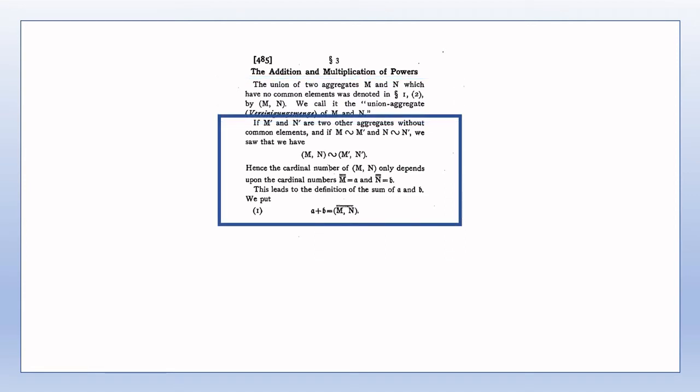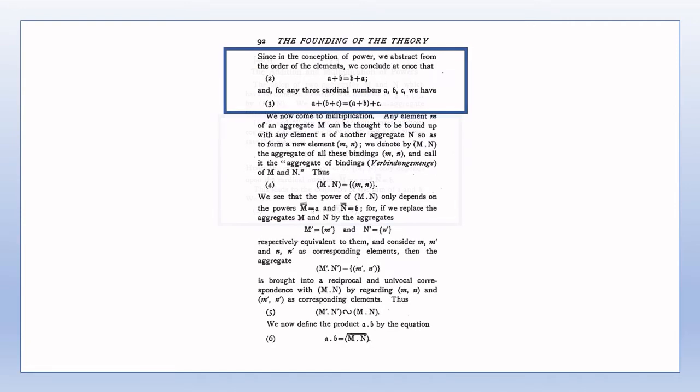We see that addition of two cardinal numbers is defined in terms of a union aggregate. There's not very much for me to say about the definition itself, which is reasonably self-explanatory. Addition depends only on the cardinal numbers of the aggregates which form the union aggregate, and doesn't depend on the specific nature of the elements of the aggregates which form the union aggregate. We've already seen this on page 89. Addition of cardinal numbers can easily be generalized to more than two cardinal numbers.